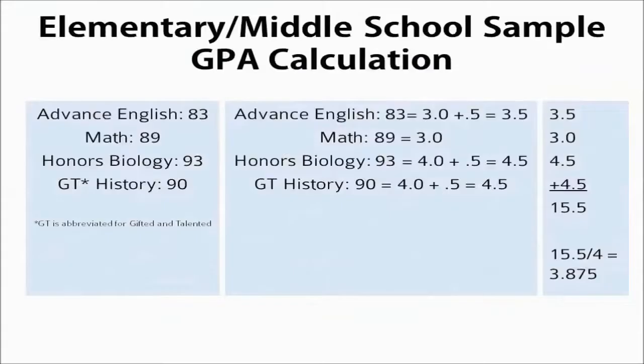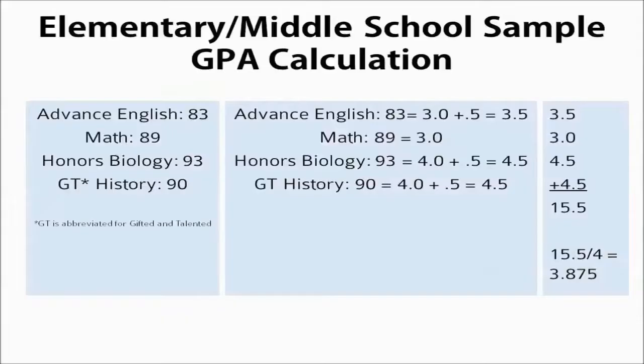Let's walk through a sample elementary-middle school GPA calculation with weighted courses together. In this example, the student is taking advanced English, math, honors biology, and gifted and talented history. The advanced English, the student has an 83. An 83 would be a 3.0, but because it's advanced, we're giving it a half-point weight for a 3.5. Math, the student has an 89, which is a 3.0. Honors biology, the student has a 93, which typically would be a 4.0, but because it's honors, we're weighting it with a half a point to be a 4.5.